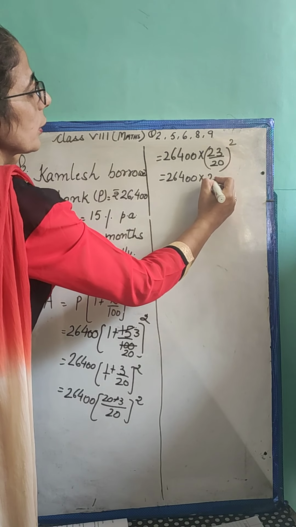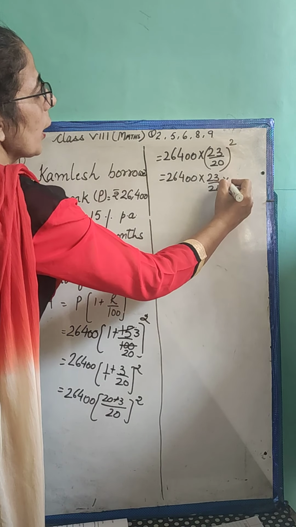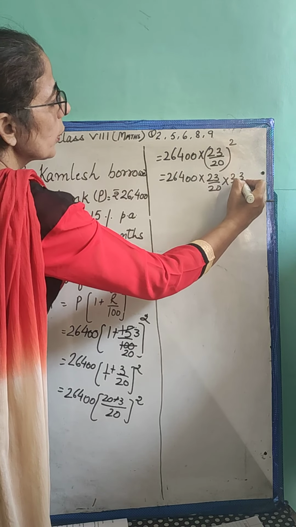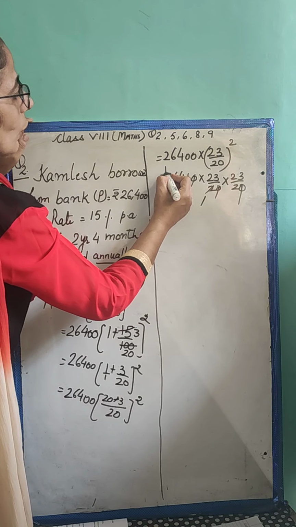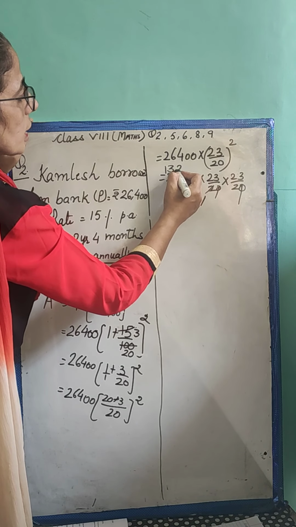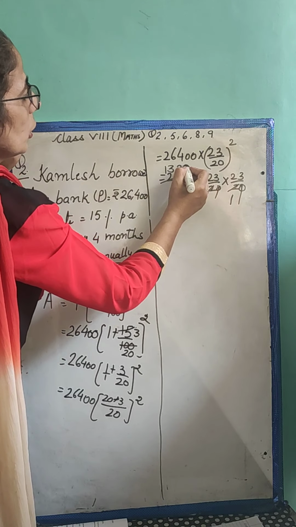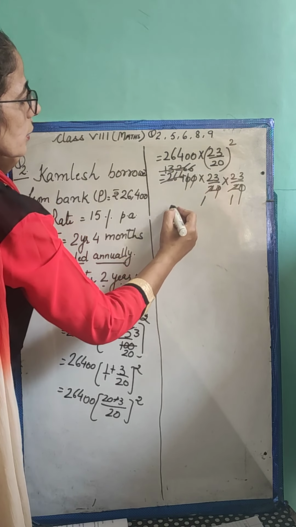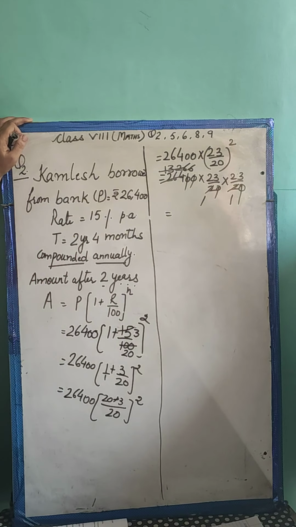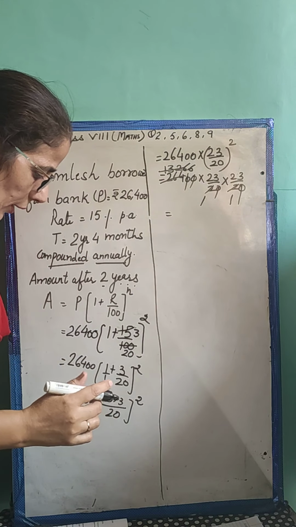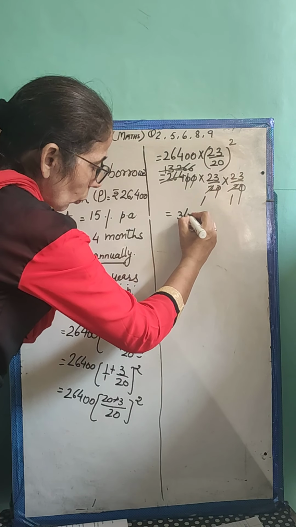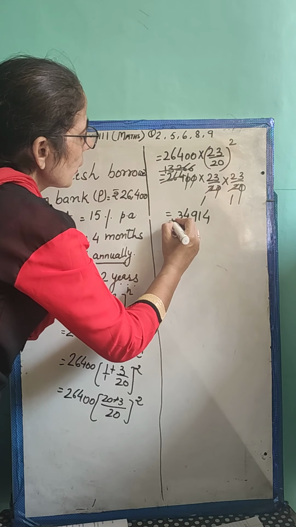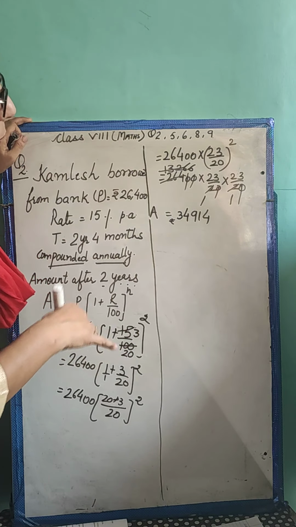26,400 into 23 by 20. I am changing it into product form. 23 by 20, 2 zeros will cancel. 2 1s are 2, 2 3s are 6, 2 2s are 4. Again 2 6s are 12. 23 into 23 is 529, and when 529 is multiplied by 66, the answer is 34,914 rupees. So this is the amount after 2 years.